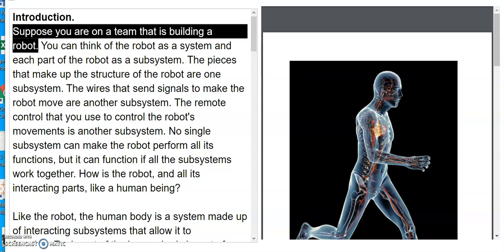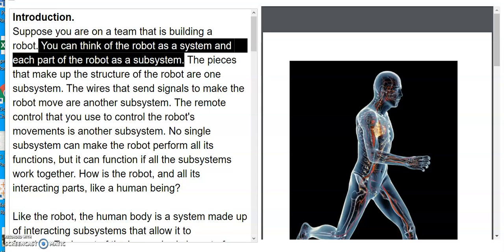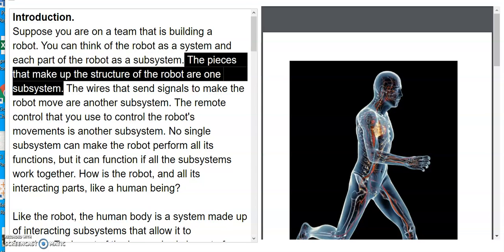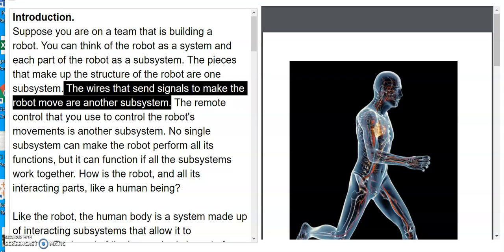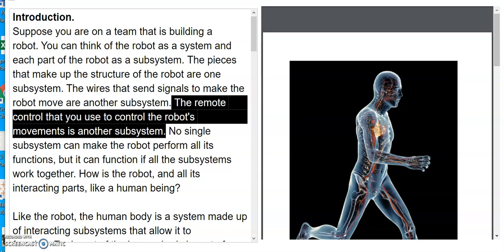Suppose you're on a team that is building a robot. You can think of the robot as a system and each part of the robot as a subsystem. The pieces that make up the structure of the robot are one subsystem. The wires that send signals to make the robot move are another subsystem. The remote control that you use to control the robot's movement is another subsystem.